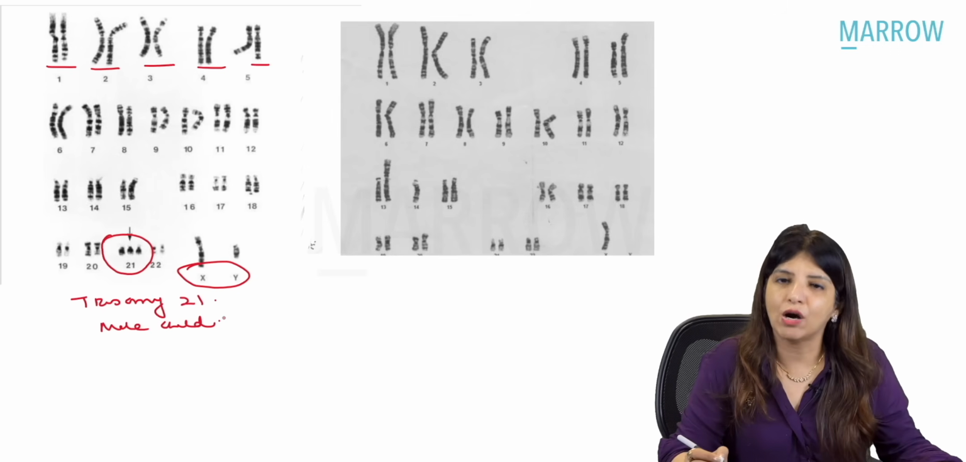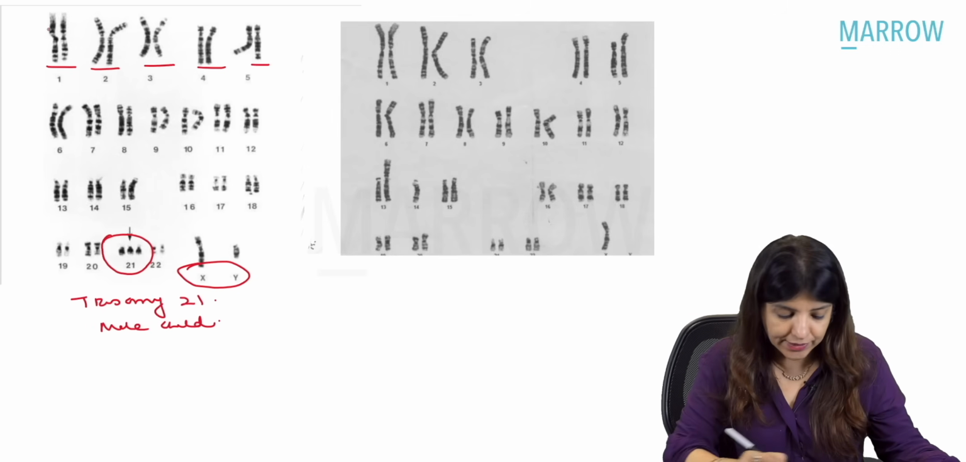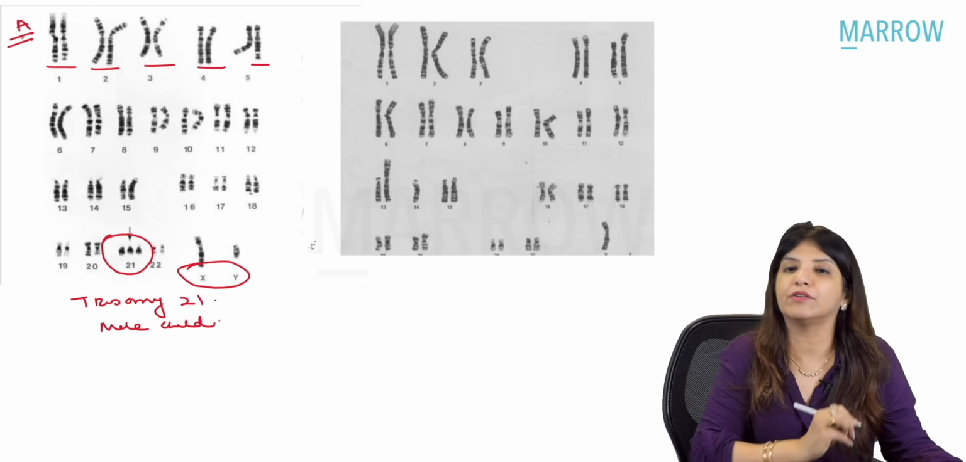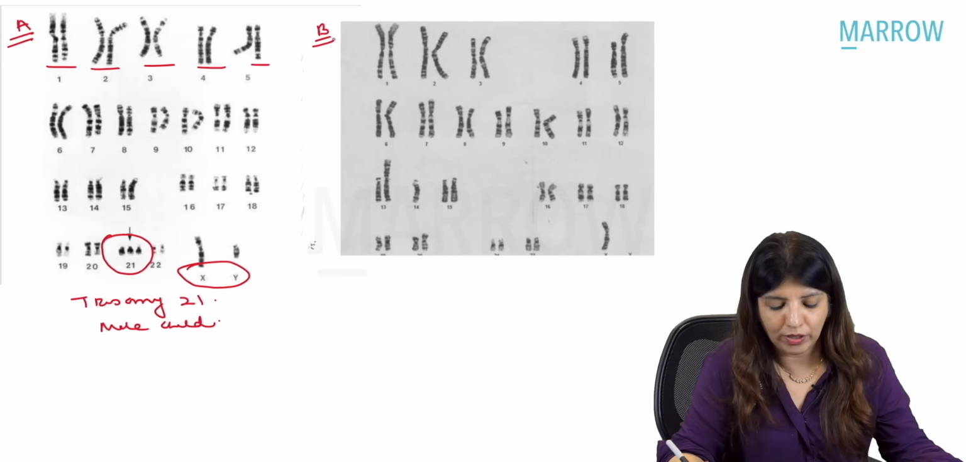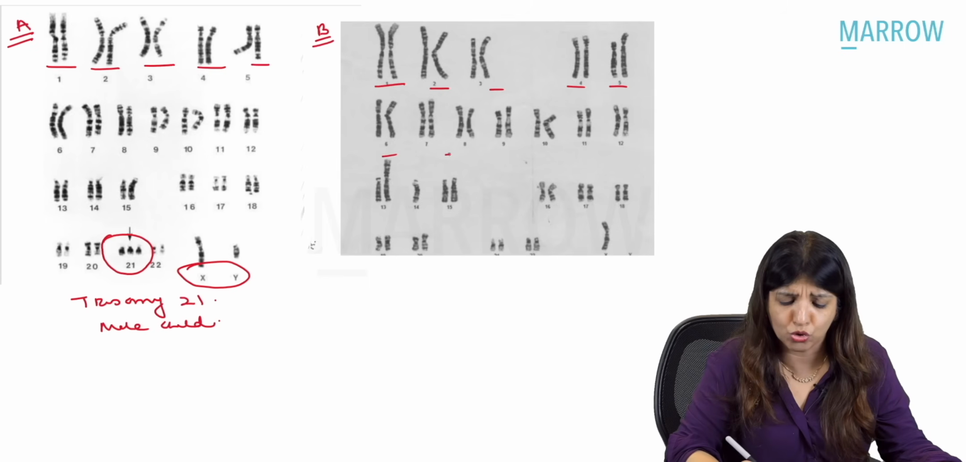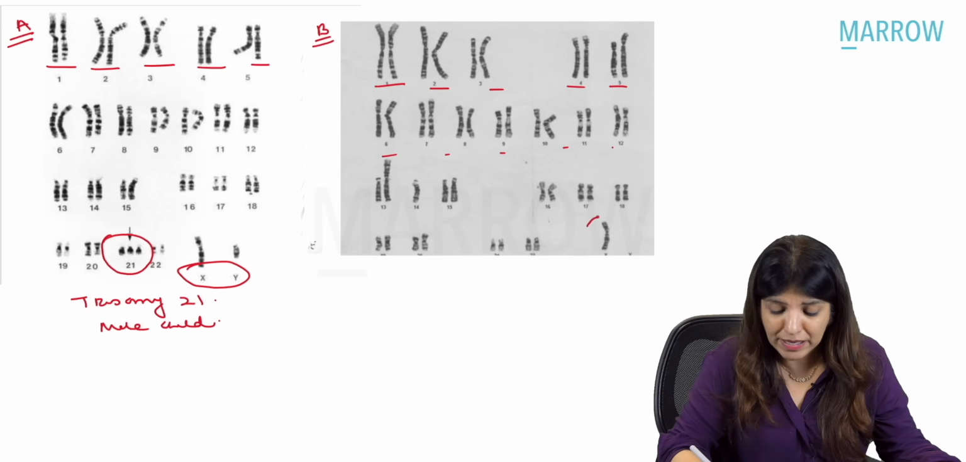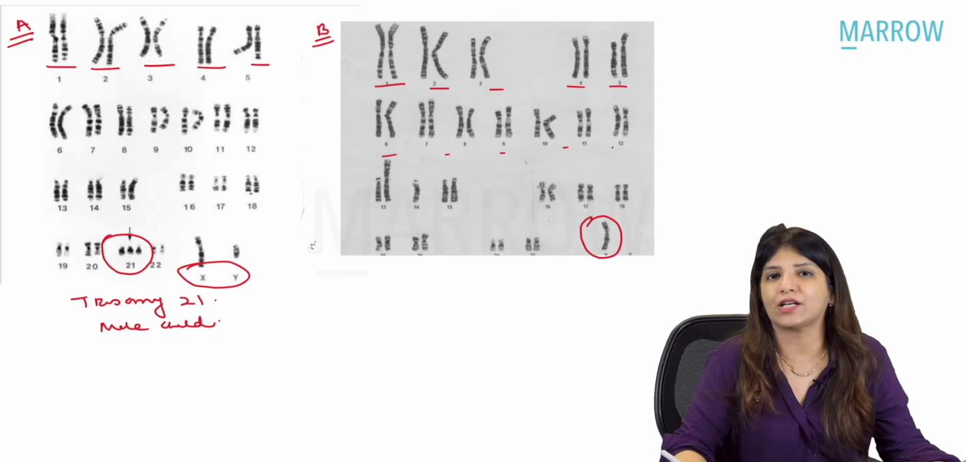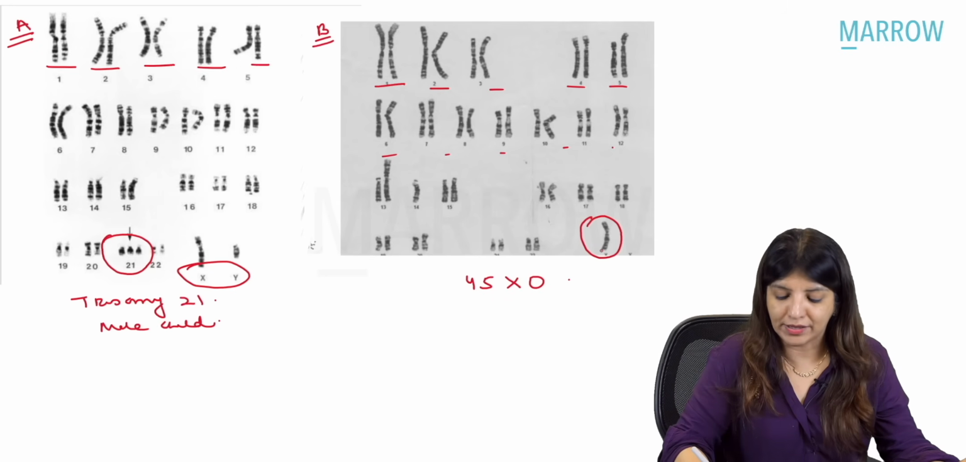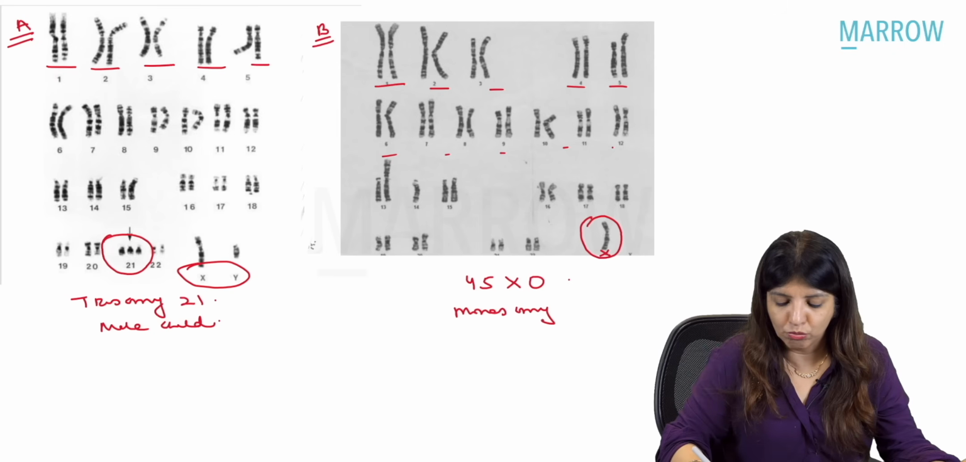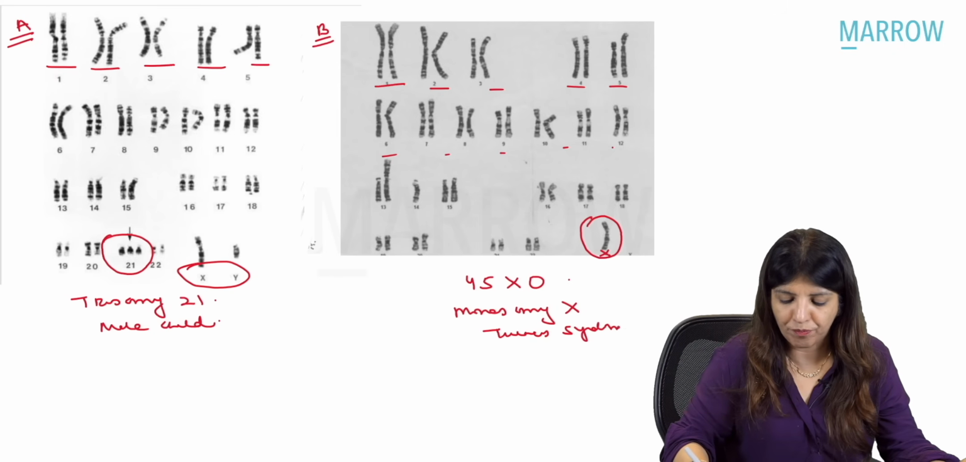So it is a Down syndrome male baby. And this was your karyotype result A. This is karyotype B. In this karyotype, what I'm seeing is that all chromosomes have a pair, but I am seeing only one sex chromosome. So this is 45XO and that chromosome is X. This is what is called monosomy X or Turner's syndrome.